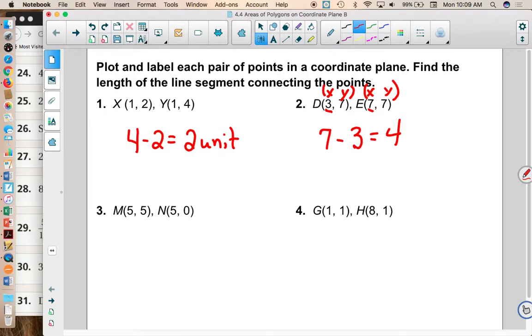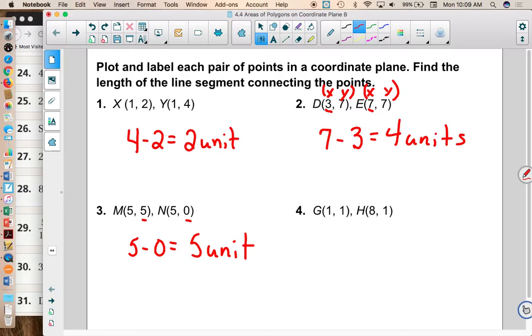Okay? So what about number 3? Which coordinate is changing in number 3? The y is changing. Knowing that, then I should be able to calculate, this one here is 4 units. I should be able to calculate the length of that segment. Or the distance between the two y's. Well, what is 5 minus 0? 5. So there are 5 units. It's 5 units long. Okay?